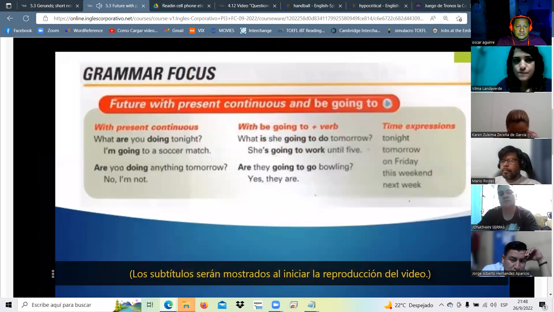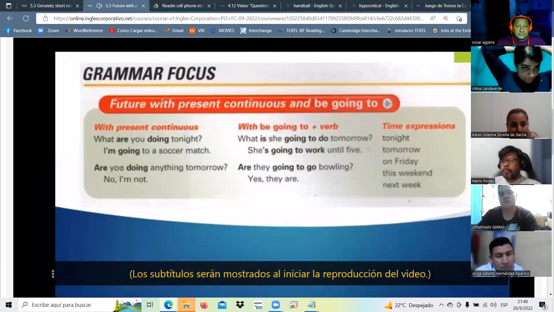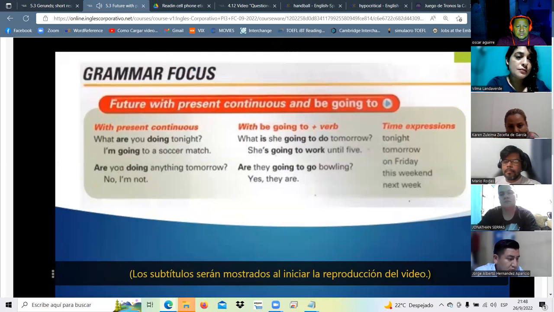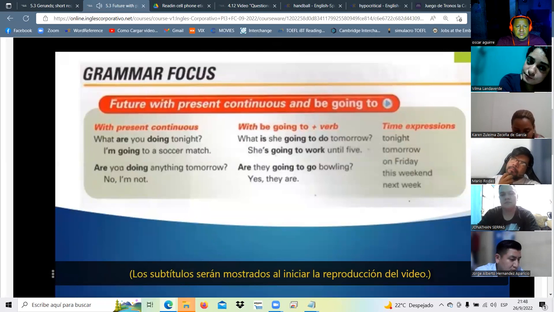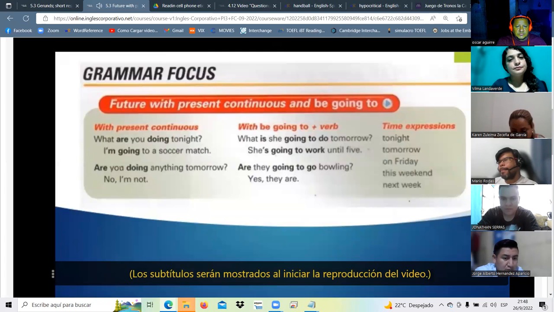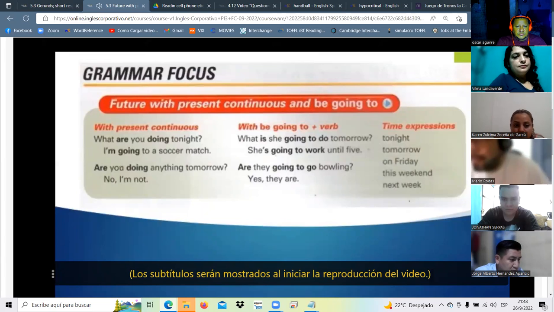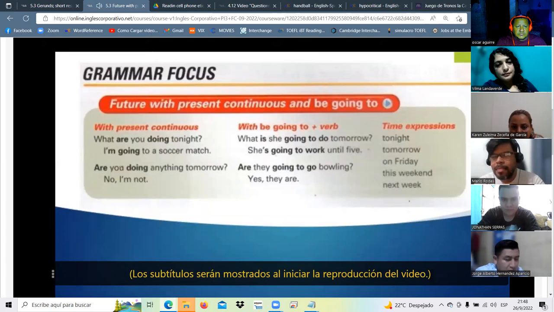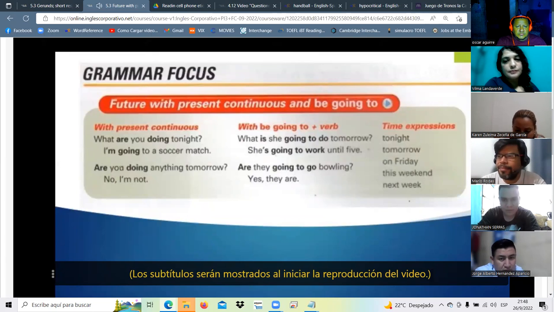Page 101, exercise 3, grammar focus. Future with present continuous and be going to. With present continuous. What are you doing tonight? I'm going to a soccer match. Are you doing anything tomorrow? No, I'm not. With be going to plus verb. What is she going to do tomorrow? She's going to work until 5. Are they going to go bowling?